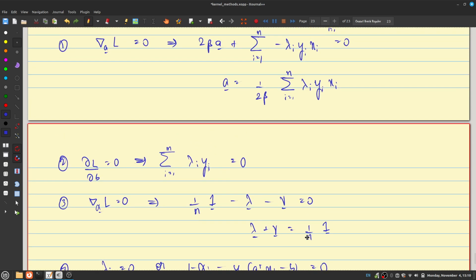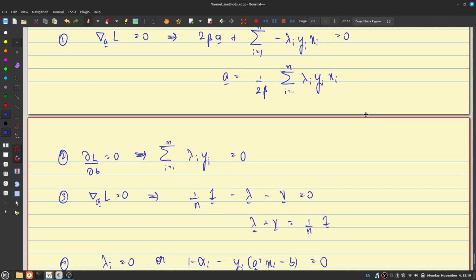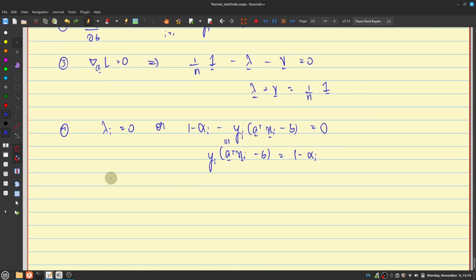Okay. Similarly, from this I get that nu i times alpha i should be equal to 0, which means that either nu i should be equal to 0 or alpha i should be equal to 0, right?